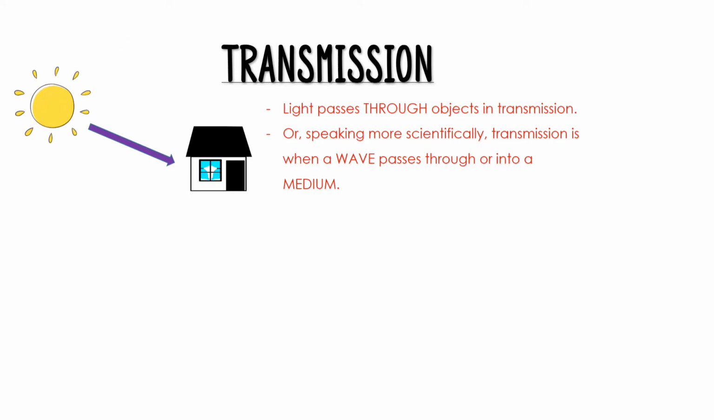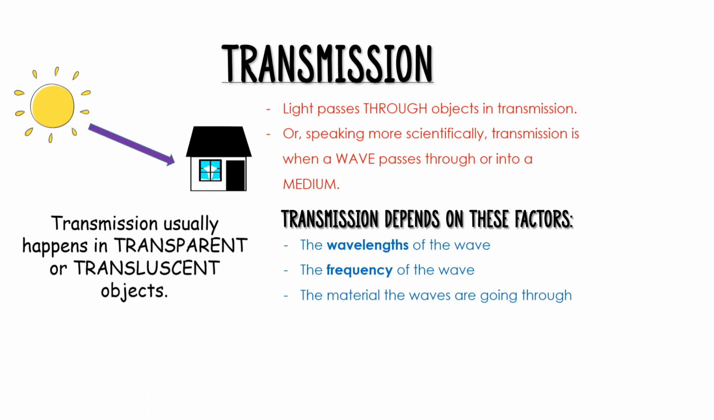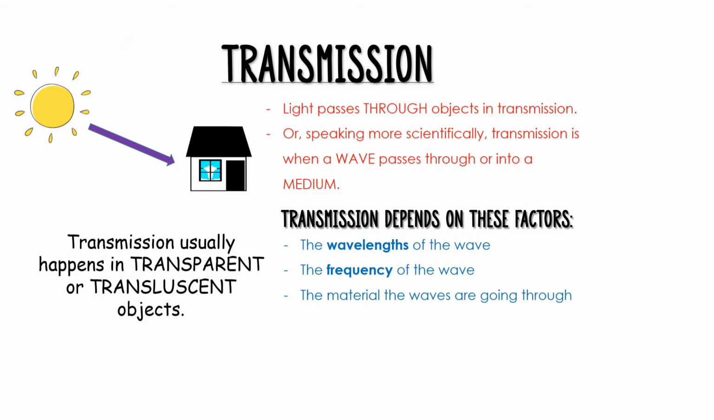One thing to remember is that transmission depends on a lot of factors, such as the wavelength of the wave, the frequency of the wave, and the material through which the wave is going through. Generally, transparent and translucent objects allow for more light transmission to occur. You might be wondering, what's the difference between the two? Well, when light passes through a transparent object, almost all of it passes through. On the other hand, with translucent objects, only some of the light makes it through.